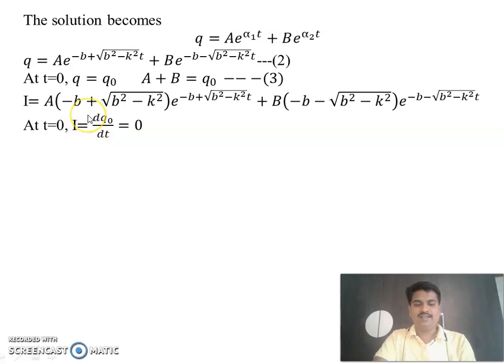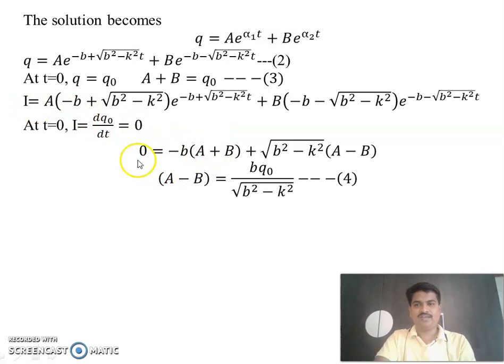If I substitute that in the above equation, with current 0 and t 0, I'll get this. I'll take minus B as a common factor in these two terms. If I take minus B, it is A plus B over here, with the common factor root of b square minus k square, and I'll get A minus B over here. For A plus B, I'll substitute q naught. So I'll get an equation for A minus B as B q naught divided by root of b square minus k square, and that is equation 4.